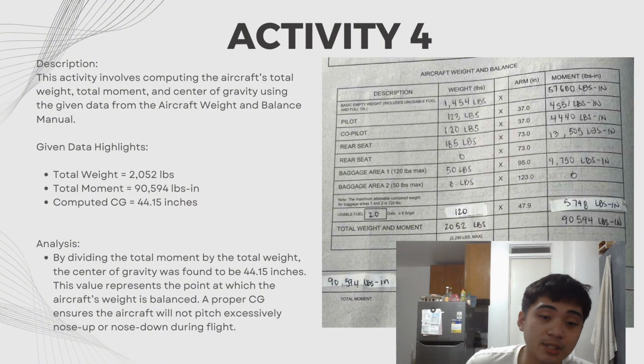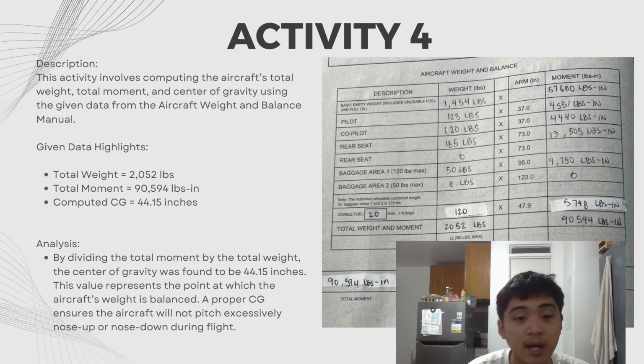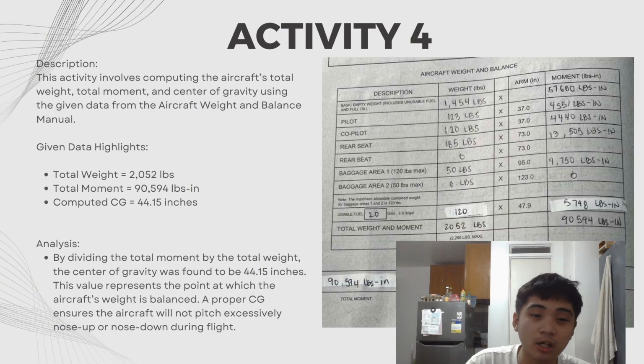Using the formula for percent MAC, we have percent MAC equals CG minus LEMAC divided by MAC times 100. Substituting the given values, percent MAC equals 44.15 minus 39 divided by 58 times 100. That's 5.15 divided by 58 times 100, giving us 8.88%. This means the aircraft's center of gravity is located at 8.88% of the mean aerodynamic chord.